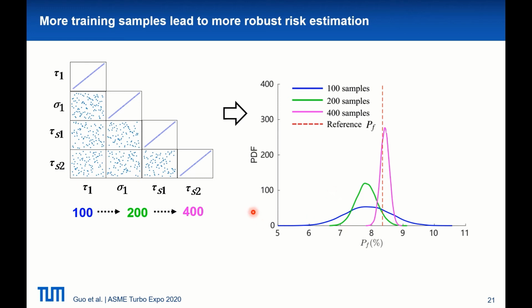This conclusion is somehow expected, but what's more surprising is we need to throw 400 training samples to get a decent instability risk estimation.